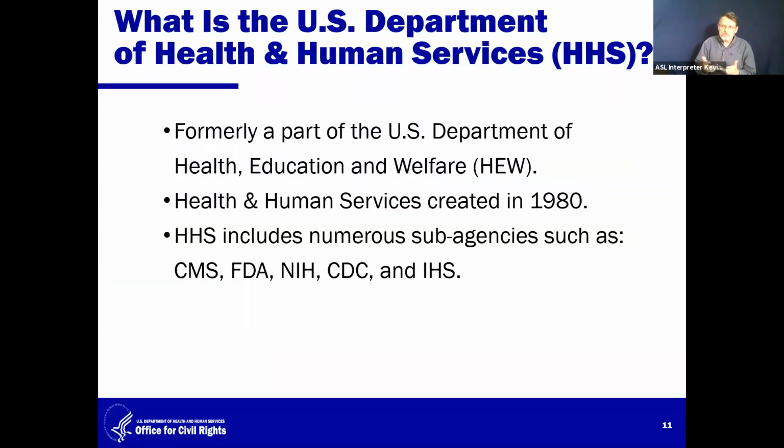So what is the U.S. Department of Health and Human Services, HHS? Formerly, it was the U.S. Department of Health, Education, and Welfare. Health and Human Services was created in 1980. HHS includes numerous sub-agencies: CMS, the Centers for Medicare and Medicaid Services, which oversees enrollment of providers, quality of care, and payment for services provided to Medicare and Medicaid beneficiaries; the FDA, Food and Drug Administration; NIH, National Institutes of Health; the CDC, Centers for Disease Control and Prevention; and IHS, Indian Health Service.